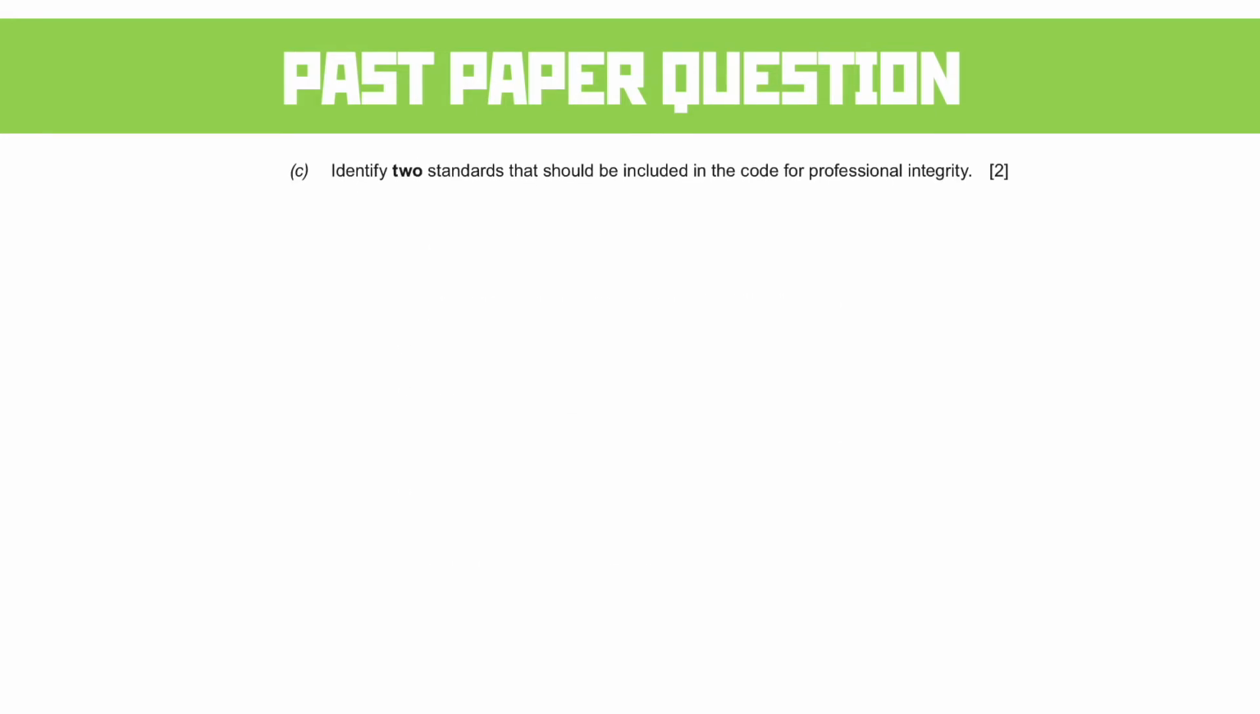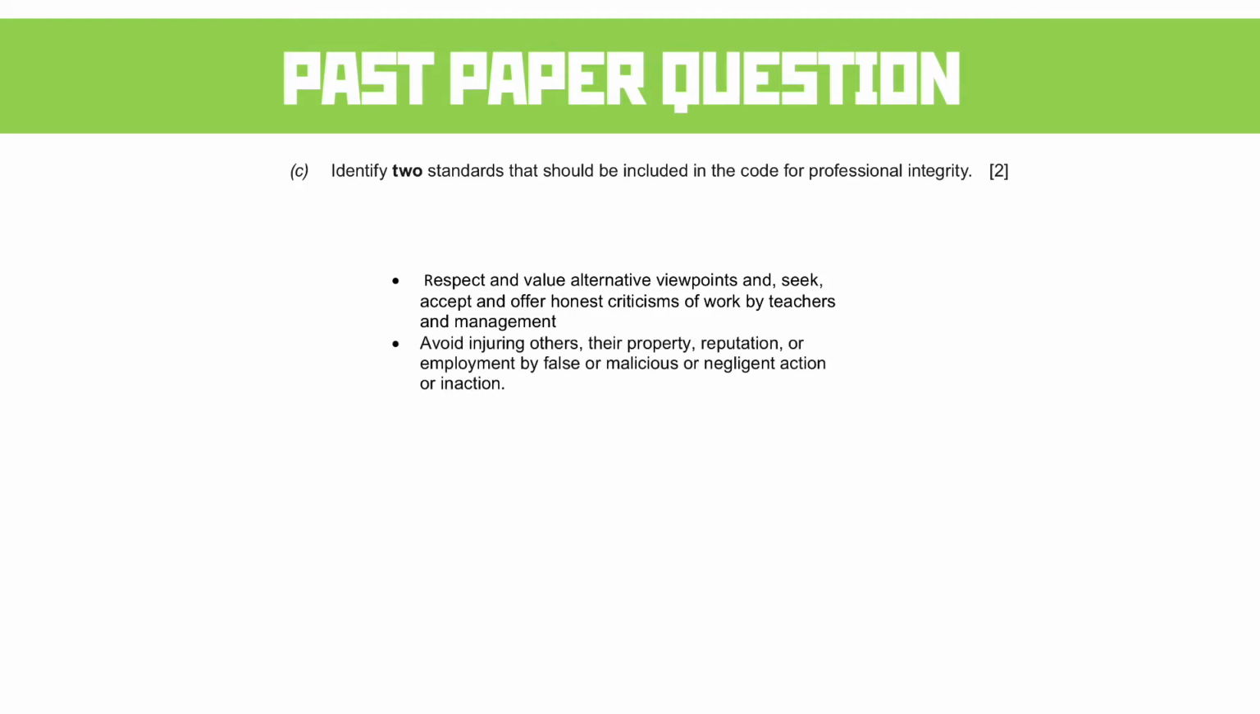Part C, identify 2 standards that should be included in the code for professional integrity. All right, so integrity, that's your moral standings really. Respecting alternative viewpoints and seeking and accepting honest criticism. Avoiding injuring others, their property, their reputation by false, malicious, or negligent action or inaction. That's a pretty loaded comment there, but basically don't injure others in any way by any means.